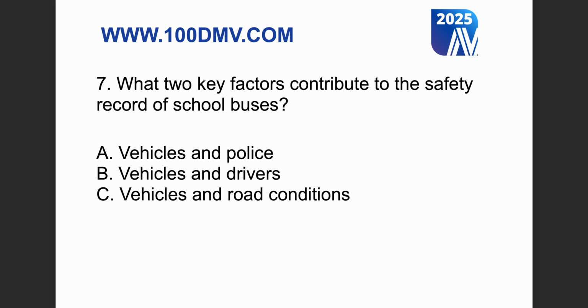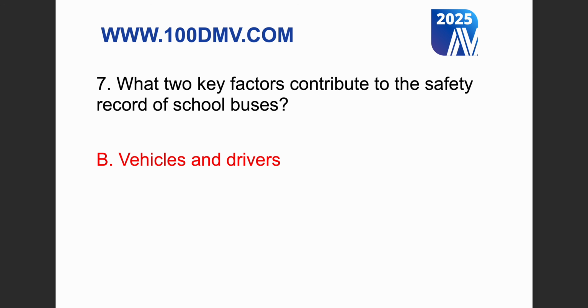7. What two key factors contribute to the safety record of school buses? A. Vehicles and police. B. Vehicles and drivers. C. Vehicles and road conditions. Correct answer? B. Vehicles and drivers.